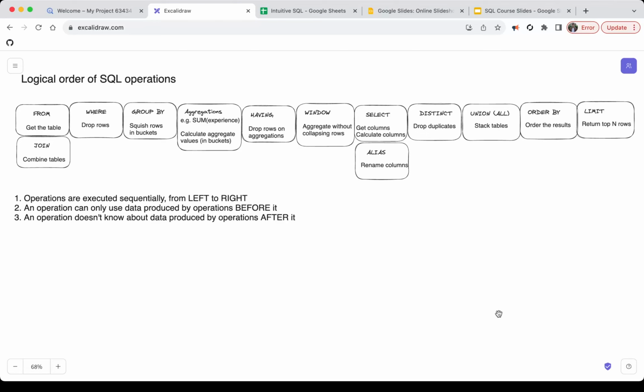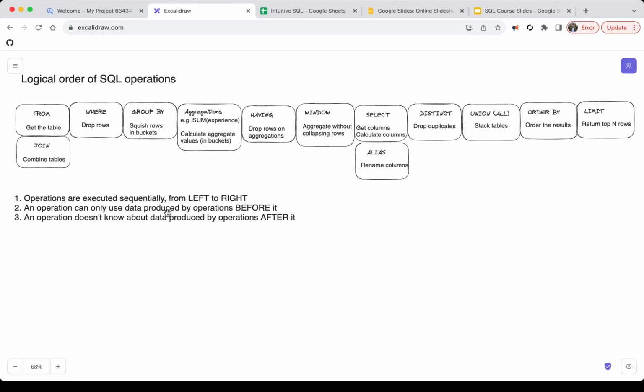Now, what this schema shows you is all of the clauses that you will work with when writing SQL statements. So these are the building blocks that you will use in order to assemble your logic. And then the sequence in which they're shown corresponds to the logical order in which they are actually executed.